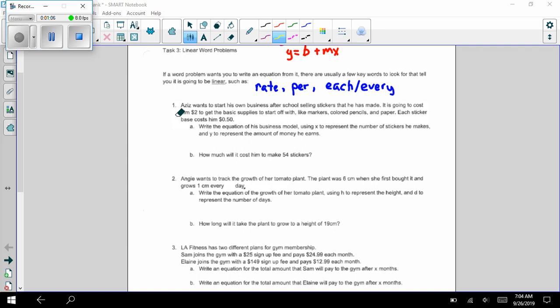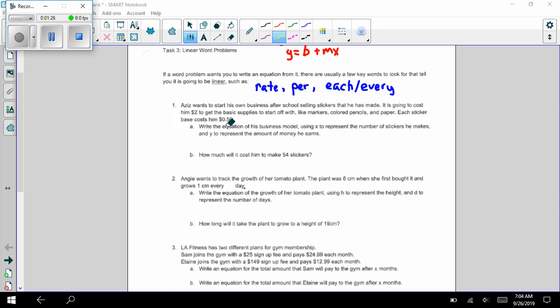All right, problem number 1. We're going to go through this together, obviously. Aziz wants to start his own business after school selling stickers that he has made. It's going to cost him $2 to get the basic supplies to start off with, like markers, colored pencils, and paper. Each sticker base costs him 50 cents.